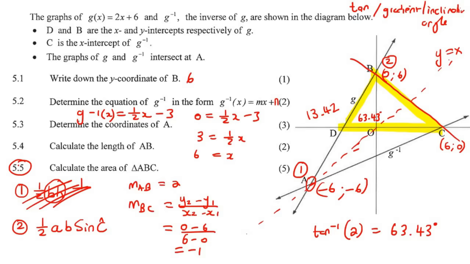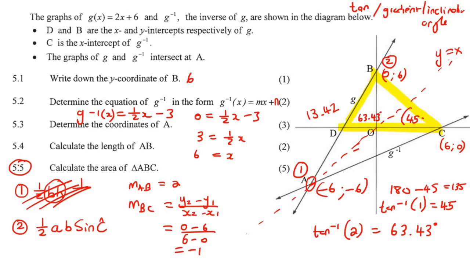Now be careful, because this one's gradient is negative 1. So you can rather say shift tan of positive 1. We don't put the negative over there. And that'll give you 45 degrees. Now, if you wanted to work out the inclination angle, you would then say 180 minus 45, and that would give you 135. And that would be this angle on the outside, because inclination angle is always the angle on the right-hand side. But we just want this one on the inside, so that would be the 45 degrees. Okay? So we now have this as 45 degrees.